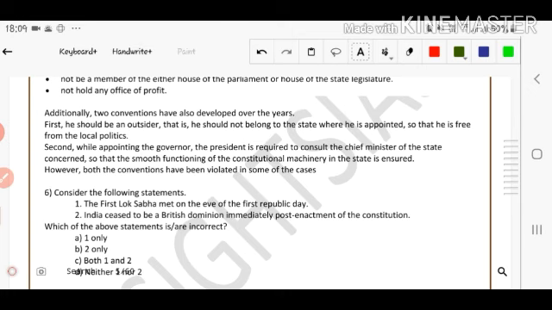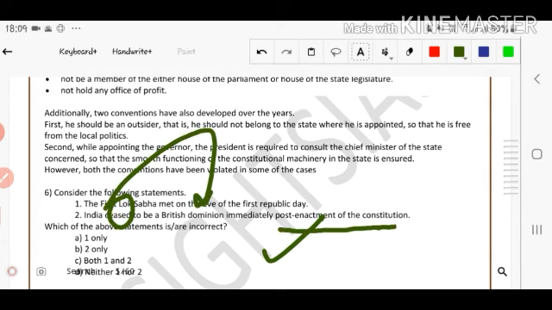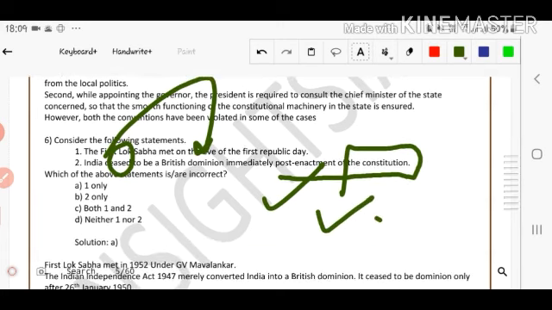voter list. India ceased to be a British dominion immediately post enactment of the constitution. Number second, India ceased to be British dominion. It means ख़त्म हो जाना, India ceased to be a British dominion when we enacted our constitution. Is this right? I think that is right immediately. Yes. So first is incorrect.